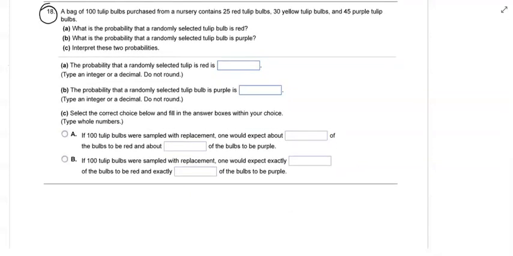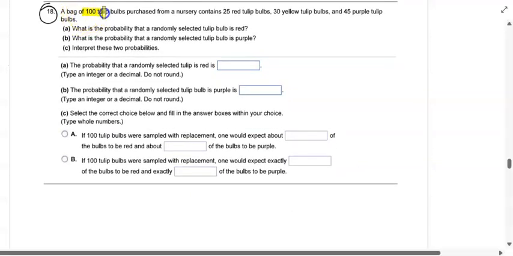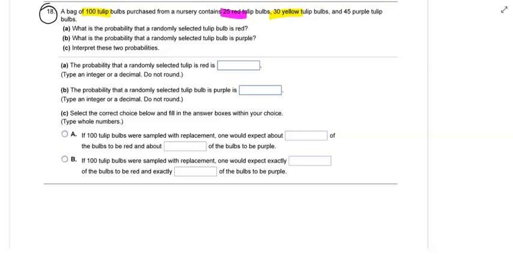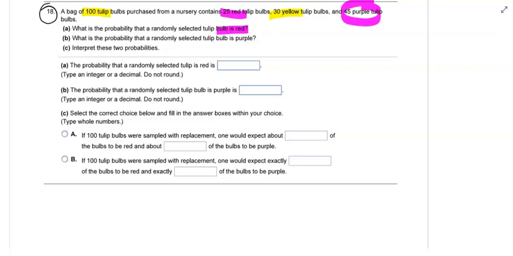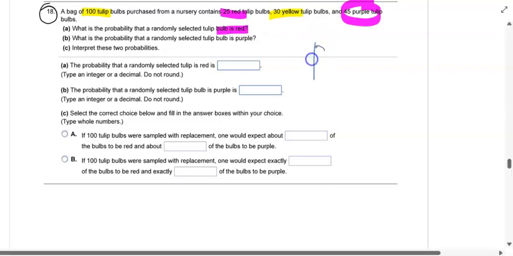Let's do number 18. A bag of 100 tulip bulbs purchased from the nursery contains 25 red, 30 yellow, and 45 purple. Okay, and what's the probability that a randomly selected tulip bulb is red? You're looking for the probability of getting a red tulip, in other words, the probability of red. And how many red in the 100 tulips? 25 divided by 100, which is going to be 0.25.